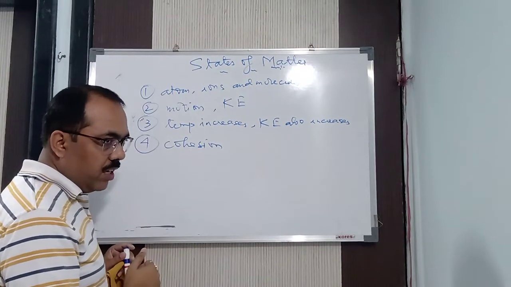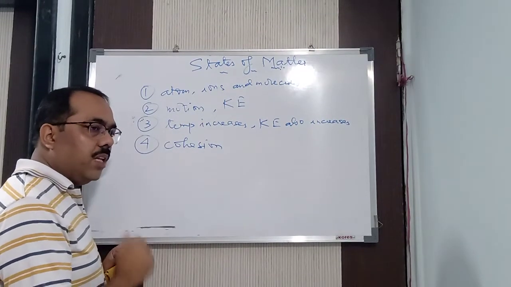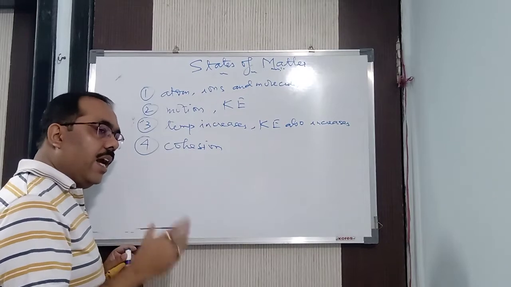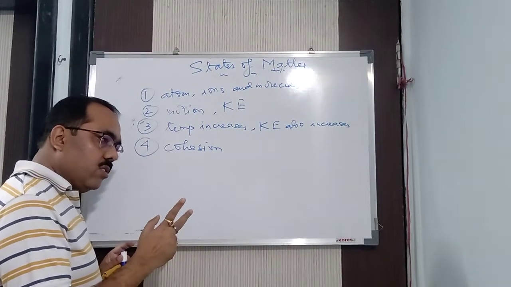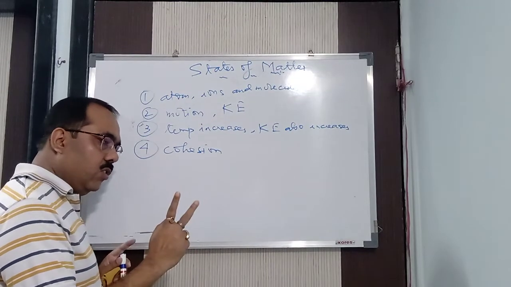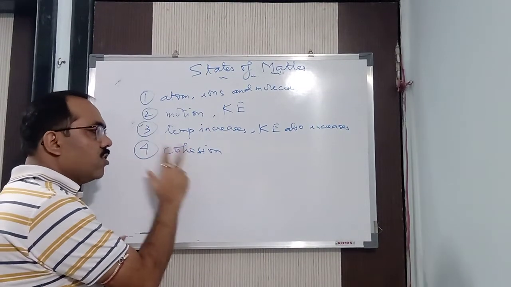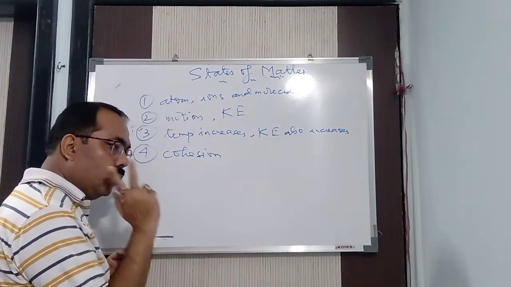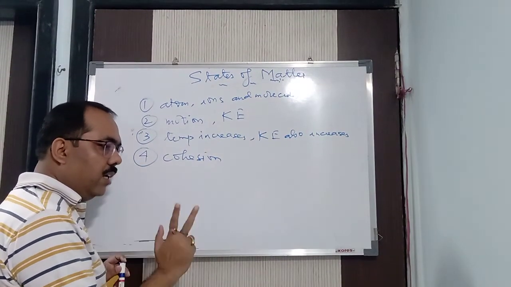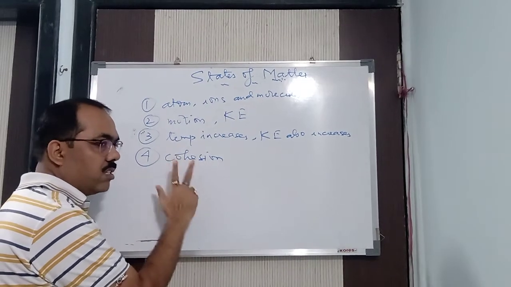Now, how do I explain it? You can take a very simple example. You take a glass and you put some water into it. Now, water and water molecules, remember it, are held together by the force of cohesion, because they are similar. So two similar molecules are held together by cohesive force, that is called cohesion.